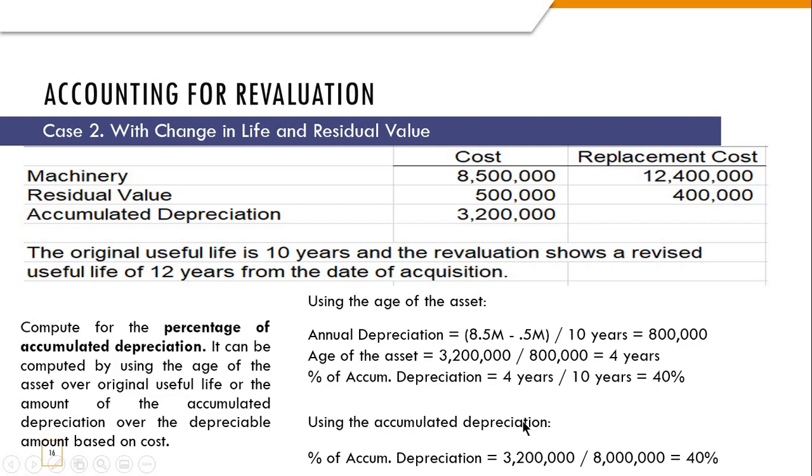Now if you use the accumulated depreciation naman, that's 3.2 million divided by 8 million na depreciable amount. Okay, that's 3.2 million divided by not the cost, but the depreciable amount, that's 8.5 million minus 500,000, that's 8 million. 40% din siya. Yung age ng asset. So, 40%, i-multiply mo yan by 10 years, the original life of the asset. So, that's 4 years. Again, 4 years old na yung asset natin, si machinery.